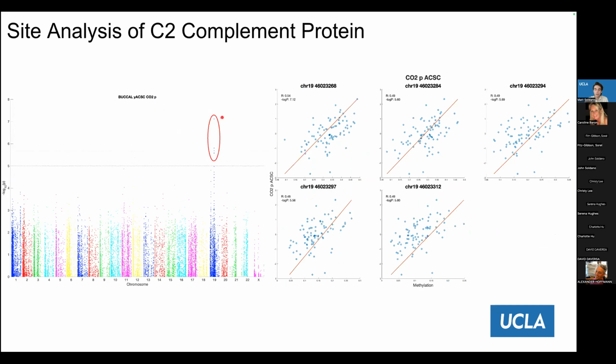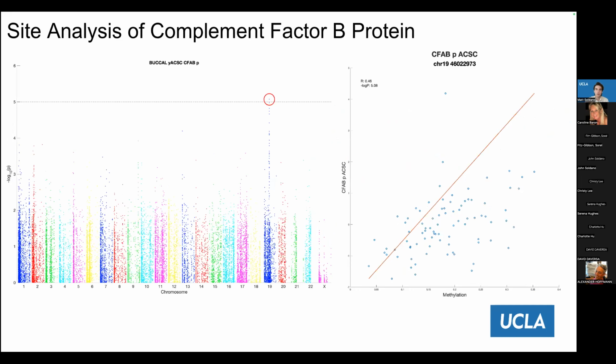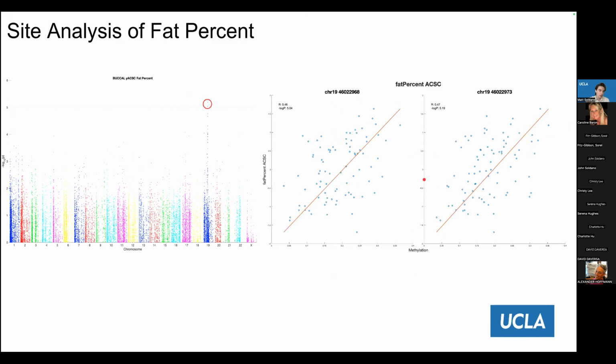And then we look at this complement 2 protein. And again, there's some overlap here between these chromosome 19 sites and the associations between the complement 2 and complement 3 protein. So this makes sense. They're both under the same pathway. But now let's keep looking at what's going on in this region. We also have the complement factor B protein, another protein within that complement cascade associated with this same region within chromosome 19. We continue to look at this region, and we have fat percent, so the amount of adipose tissue a person has, and it's also strongly associated with this region of the genome.